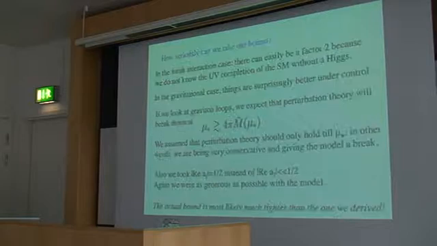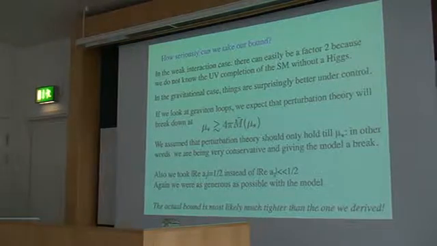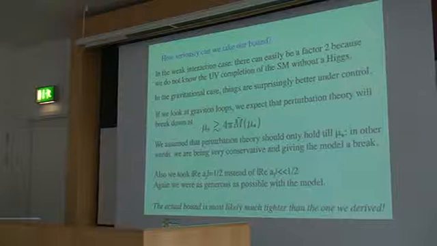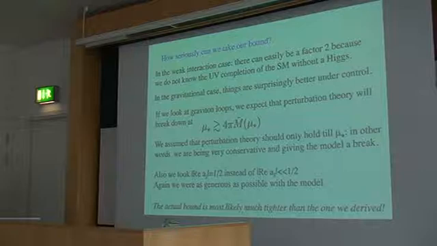Now, how seriously should we take this? In the weak interaction case, if you don't have a Higgs, you don't know the UV completion, you don't know how to really write a model. So you may argue that the weak interaction becomes strongly coupled, but you don't know for sure at what scale. In this case, things are more under control, which is surprising again because we're dealing with gravity, but we know the UV completion.